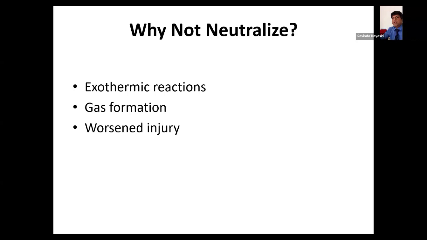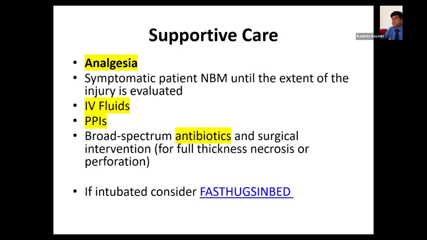And supportive care is very important. After you assess if the patient needs immediate attention, remember that patients are likely to be in severe pain, so we need to start analgesics early. And if the patient is having severe pain, keep the patient nil by mouth and start IV fluids. This can be done until endoscopy, which has to be done within the first 24 hours.